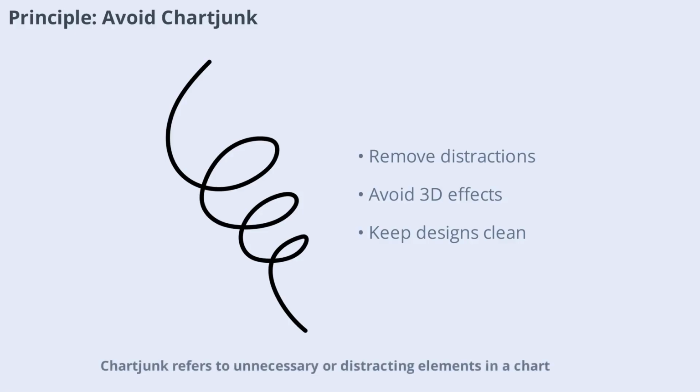Chart junk refers to unnecessary or distracting elements in a chart, such as excessive decorations, 3D effects, or irrelevant images. These can obscure the data and confuse viewers. Focus on clean, simple designs that highlight the data, not the decoration.